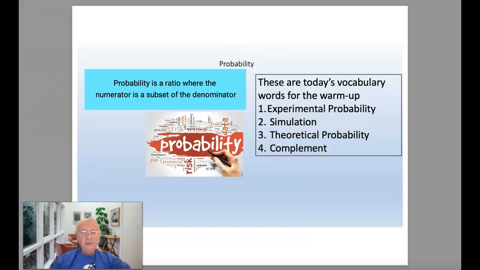That's it. Remember, probability is a ratio. It's a fraction, where the numerator is some subset of the denominator. These are today's vocabulary words for the warm-up: experimental probability, simulation, theoretical probability, and complement. So know what those are.